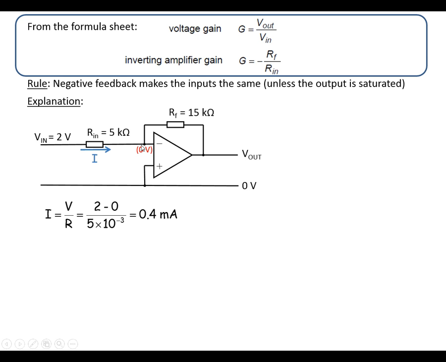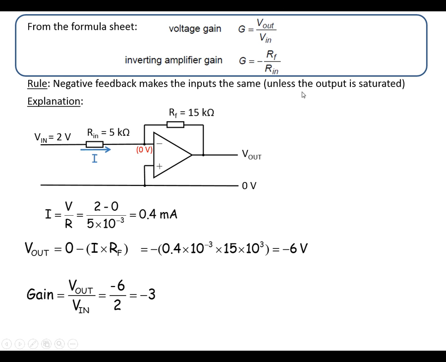We know we've got 0 volts at this end, we're going to lose I times R across this, and this is the value of V out that we've got. So V out is the 0 volts minus the voltage across the resistor. So let's put the numbers in. And we end up with minus 6 volts at the output. Okay, let's put it into the voltage gain formula, and this works out as being a gain of minus 3.